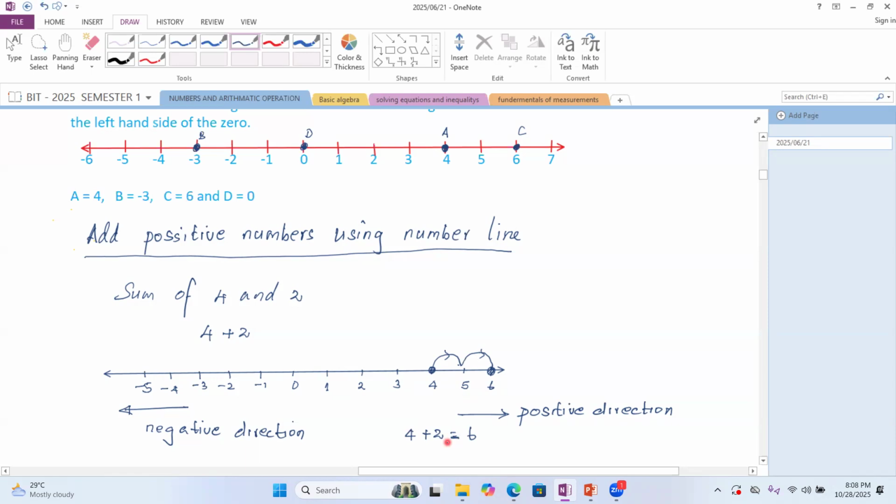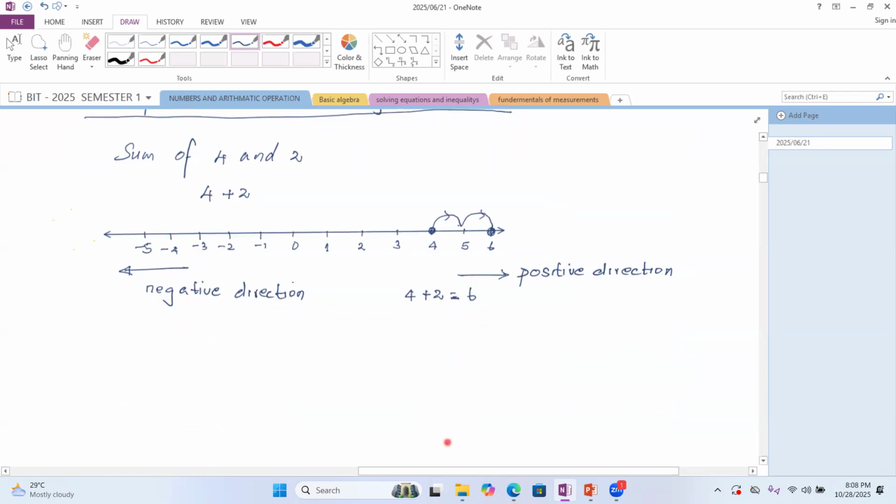Then another example. Example 2. Sum of 2 and 7. So we write 2 plus 7. So how can we find the value by using the number line?